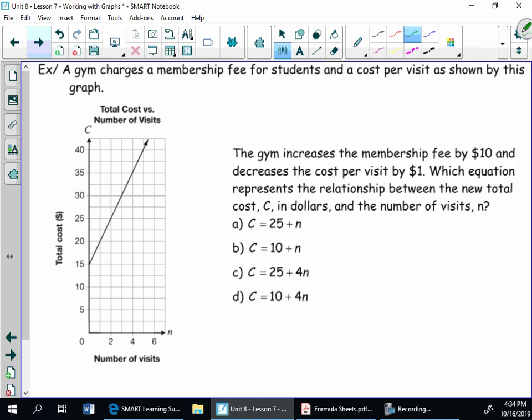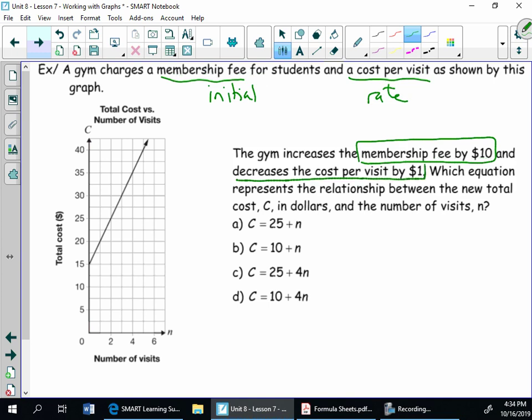A gym charges a membership fee for students and a cost per visit, as shown by this graph. So a membership fee is my initial, and a cost per visit is my rate. Okay. So I got myself a graph here. What else do they want? The gym increases the membership fee by $10, and decreases the cost per visit by $1. Which of the equations represents the new cost?